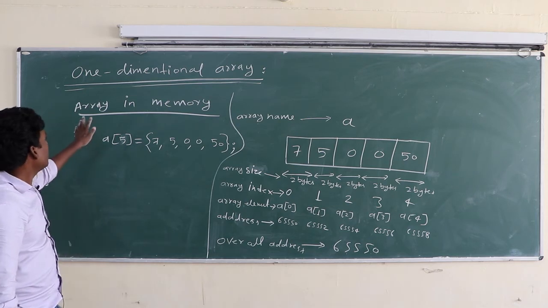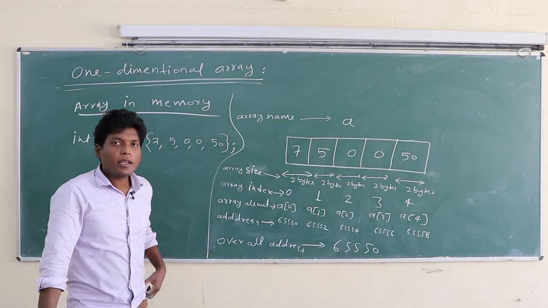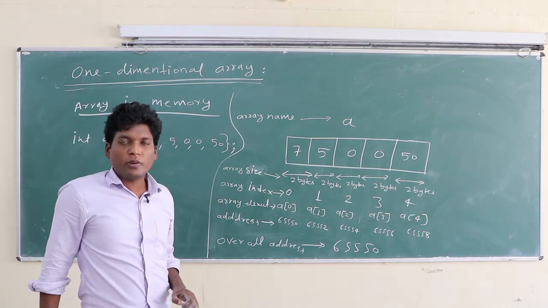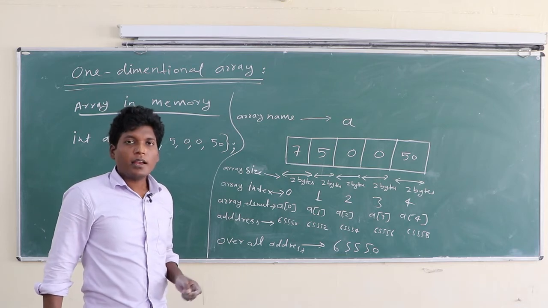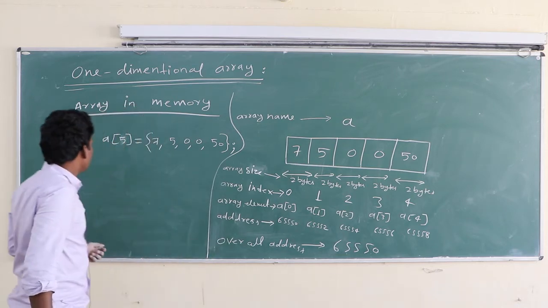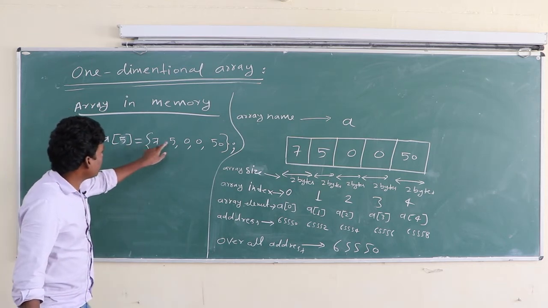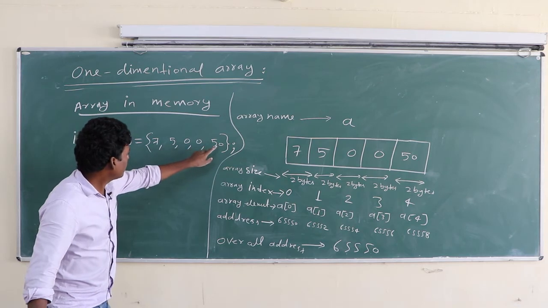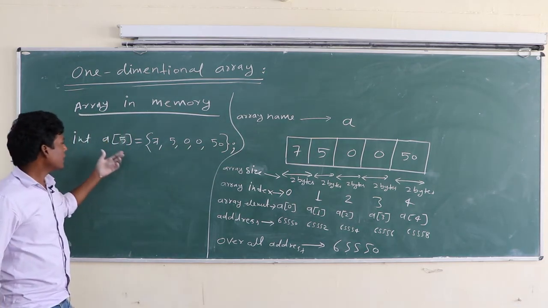Class, how is an array stored in memory? An array reserves space in memory in a contiguous manner. Okay, again, an array reserves the memory space in a contiguous manner. Here, int a[5] = {7, 5, 0, 0, 50}. There are 5 elements and all elements are integer type.